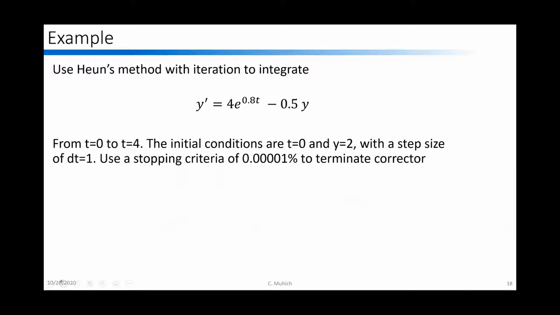Let's see how this is going to work. We're going to still use the exact same equation for solving this. And we're going to go from time equals 0 to time is 4 with the same initial conditions and same step size. Here we're going to use a relatively tight convergence criteria to make sure that we get a really good estimate.